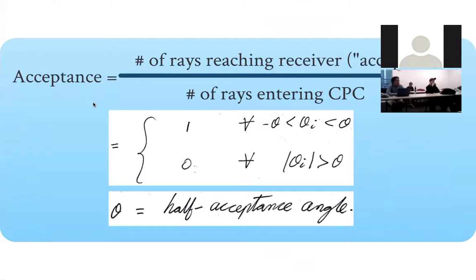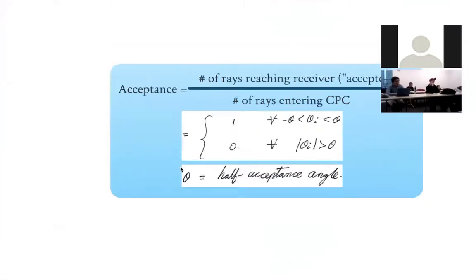Okay, so in a CPC, this is true. In fact, mathematically, you can show this is true, which means that the CPC is an ideal concentrator because you get 100% efficiency and nothing outside the acceptance angle. Okay, so CPC is an ideal concentrator.